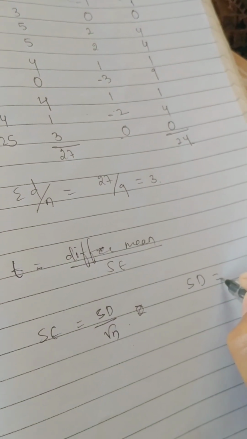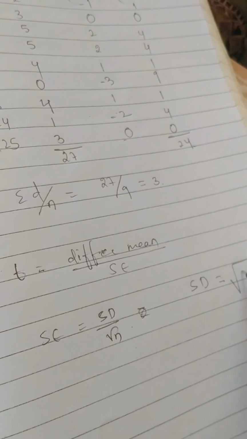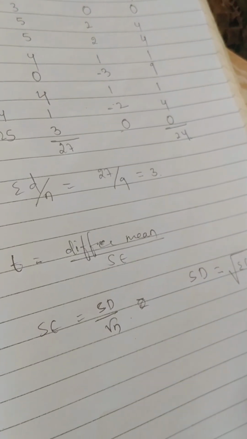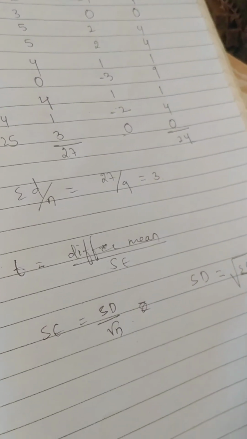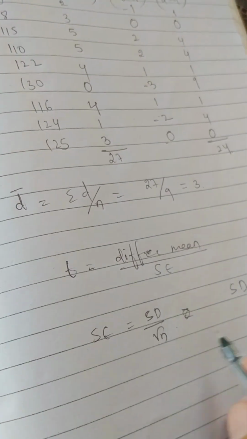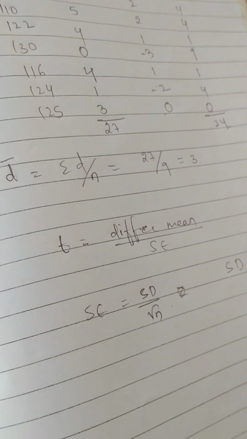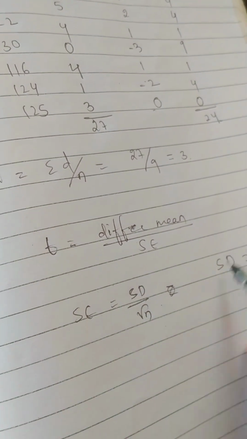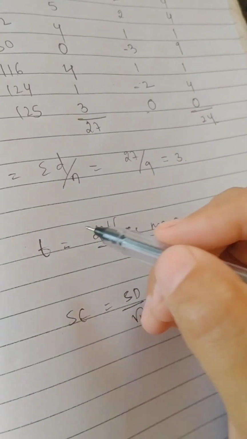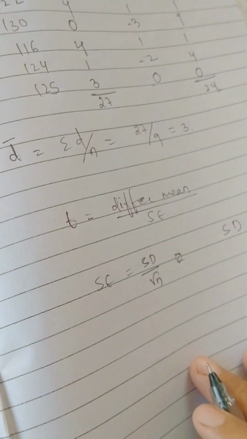So standard error for us is the summation of d minus d bar square divided by n. So this is our standard error. We can put the standard error in the formula, or else we can first do the standard deviation followed by the standard error, and then we need to put the value in this and we'll get the t value.